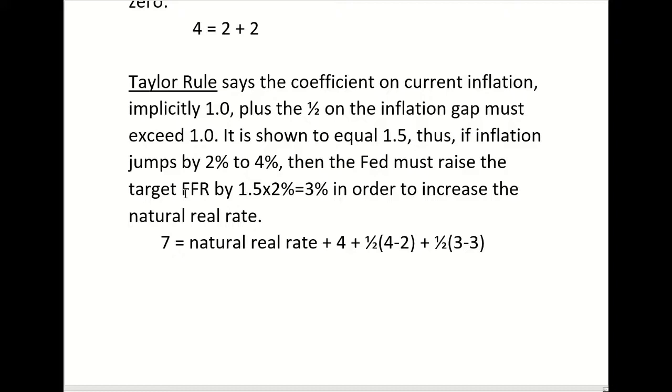In other words, the Fed has to increase the target Fed funds rate by more than the increase in inflation. And it does that to increase the natural real rate. And that's key. In other words, if the Fed simply raised the target Fed funds rate by the increase in inflation, the real rate would be unchanged and the economy would never cool down. So again, the Fed has to raise the target Fed funds rate by more than the increase in inflation to increase the natural rate and cool the economy. And it works in the opposite direction. So when inflation falls, the Fed's going to decrease the real rate by decreasing the target Fed funds rate by more than the fall in inflation.